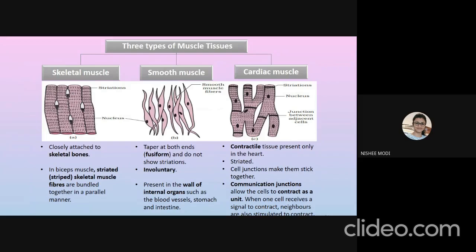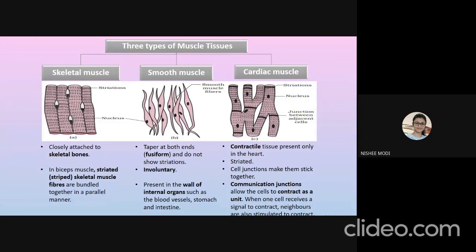Smooth muscle fibers taper at both ends, with a fusiform appearance, and do not show striations, and it is involuntary. That means we cannot make it contract by our own thinking, as we can with skeletal muscle. We cannot voluntarily move smooth muscle. It is present in the walls of internal organs such as blood vessels, stomach, and intestine.